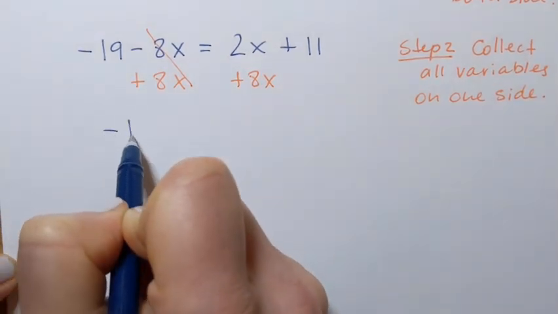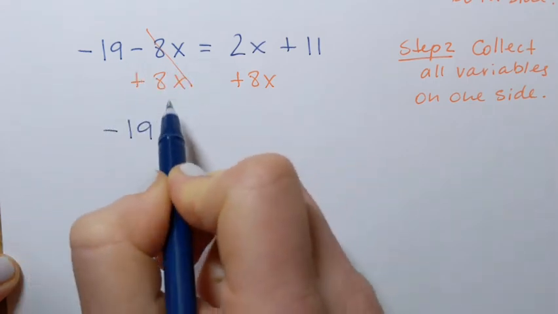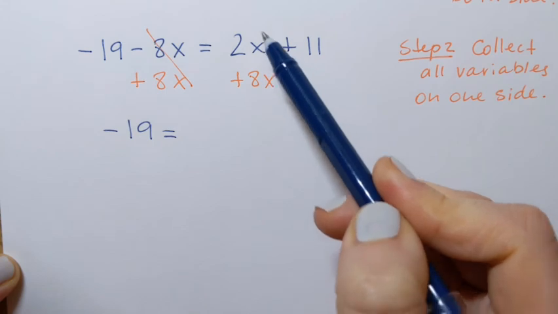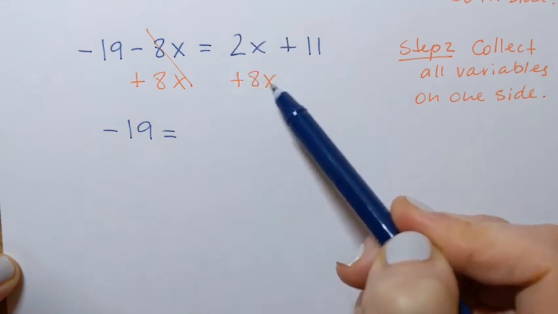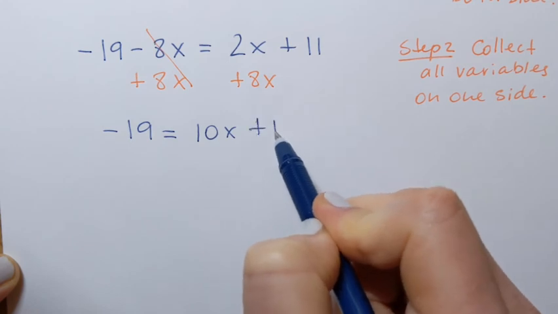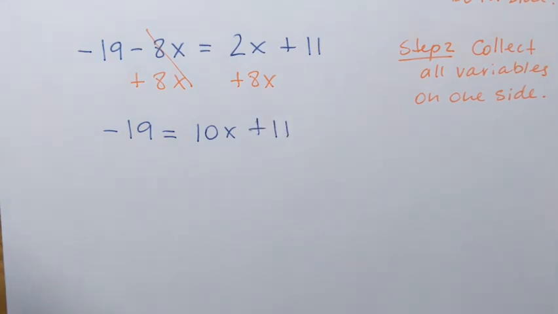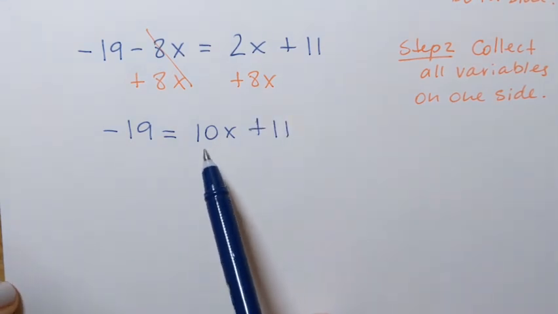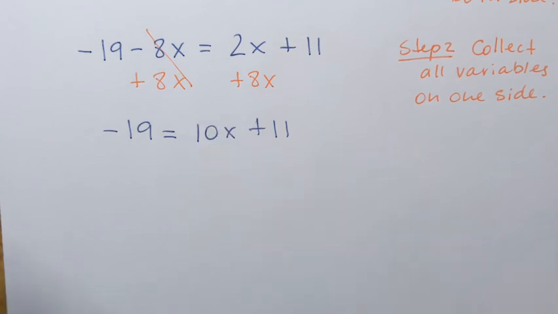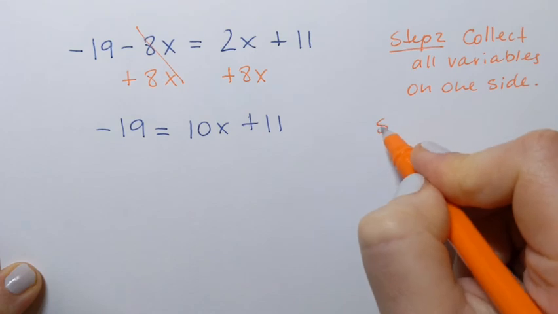So let me rewrite what I have now. On the left I have negative 19, right? Bring that down, the 8x is gone. Equals, now when I combine like terms 2x and 8x, I'll get 10x, and then I bring down plus 11. Okay, so now I collected all variables on one side, so I only have one place where I have x.